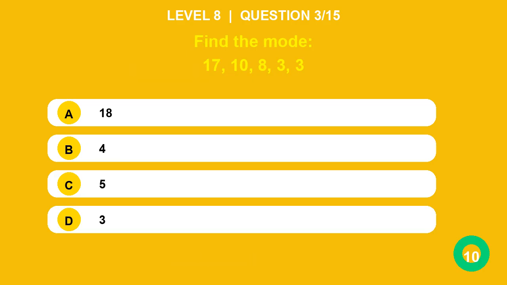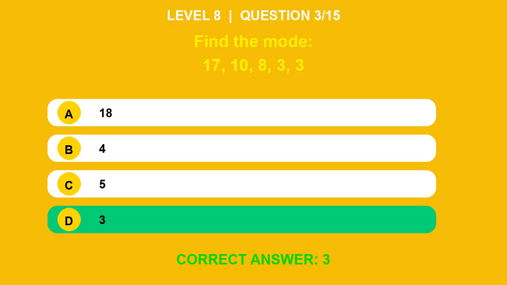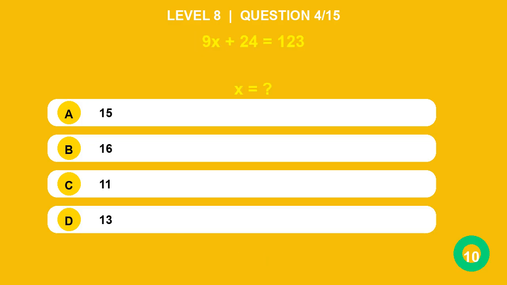Find the mode. 17, 10, 8, 3, 3. Answer is 3. 9x plus 24 equals 123. X equals? Answer is 11.